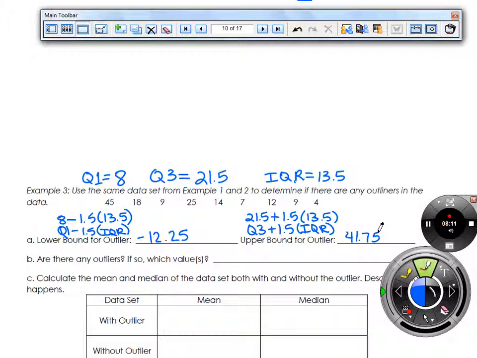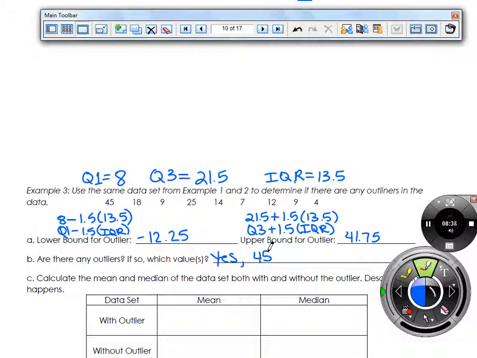Okay. So in our data, are there any outliers? So basically it would mean, is there any number below negative 12.25? Then are there any numbers above 41.75? Yeah. Okay, so if we use this calculation, we would say, yes, there's an outlier. The piece of data that says 45 seems drastically bigger than the others.